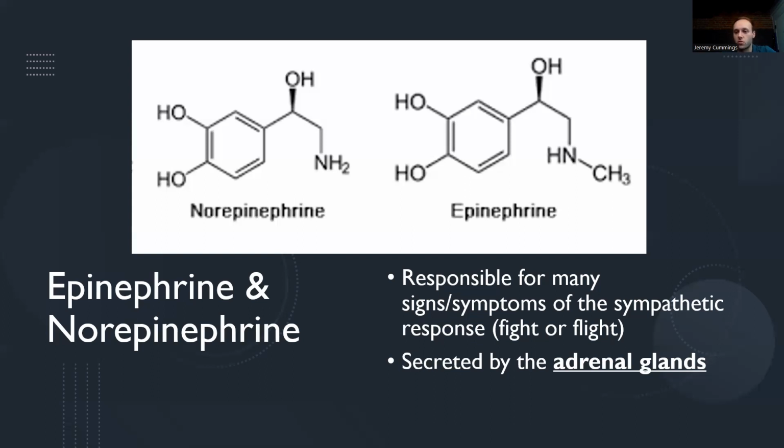Alpha 1 stimulation is also going to cause the sweat glands to release sweat, which will cause the skin to become not just cool, but also moist and clammy.